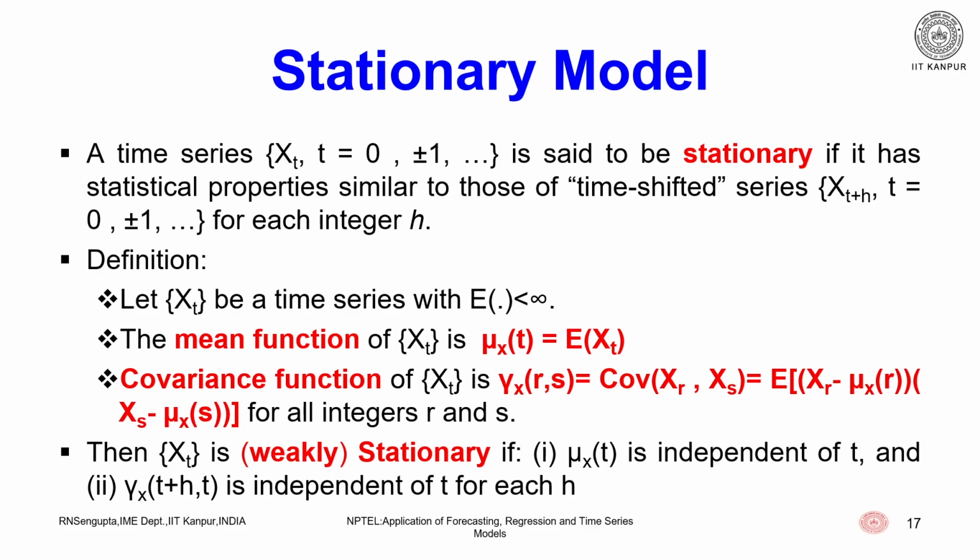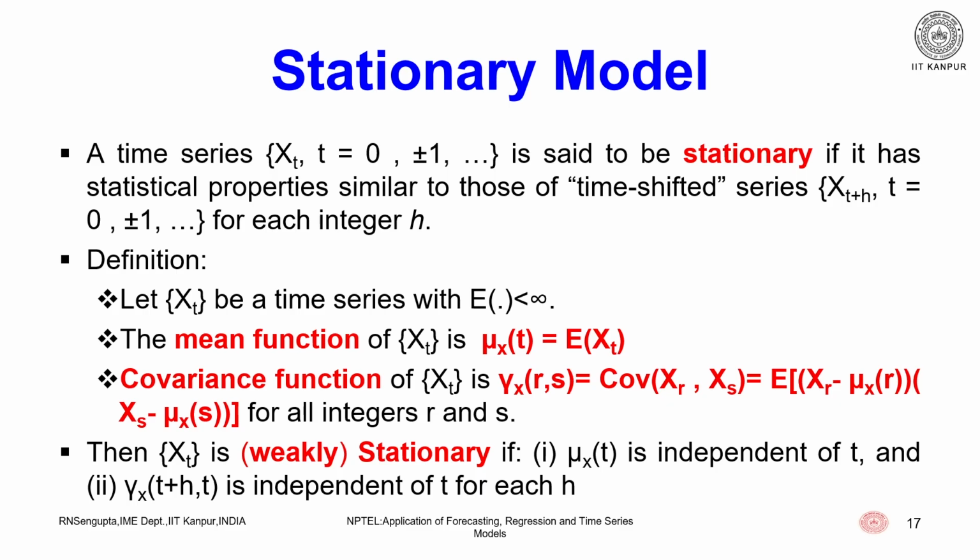So, let me continue reading it. A time series denoted by x t, t equal to 0, plus minus 1, plus minus 2, and so on, is said to be stationary if it has statistical properties similar to those of the time shifted series, such that for each integer shift, the properties in general remain the same. I will show you with an example that this may not be true. Also we will discuss the type of distribution, which is important, because once we consider the distribution, it will be much easier for us to take them in the example.